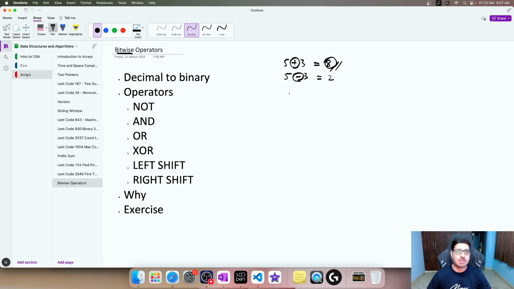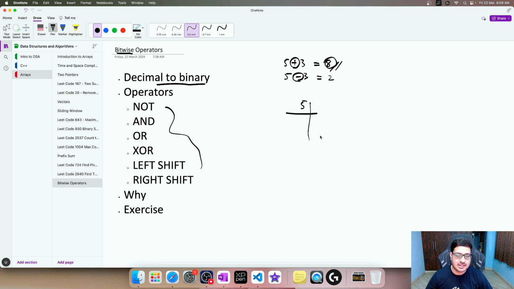So in order to better understand bitwise operators, we need to first understand how to convert a decimal number to binary, and then at a binary level, how we can use these operators to perform different functions, right? So let's take a simple example to see how to convert a decimal number to a binary number. Let's take the number 5 and convert it into binary. So how do we do that?